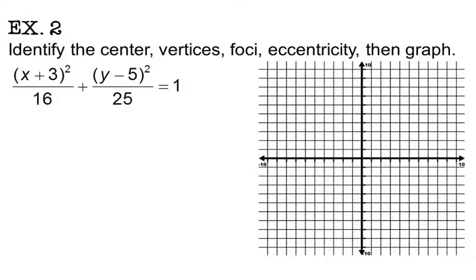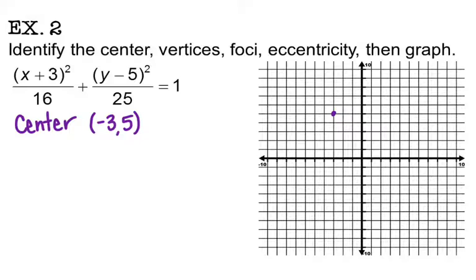Okay, example 2 says to identify the center, vertices, foci, eccentricity, and then graph. So with this information, I know that this is going to be an ellipse. I also know that it's going to be an ellipse because I look at the 2 numbers in the bottom and they are different. So that means I would go a different amount of space left and right as I would up and down. So we're going to start with the center the same way as a circle. So we're going to pull out the H, K. So this is going to be -3, 5. So I'm going to plot the point -3, 5.